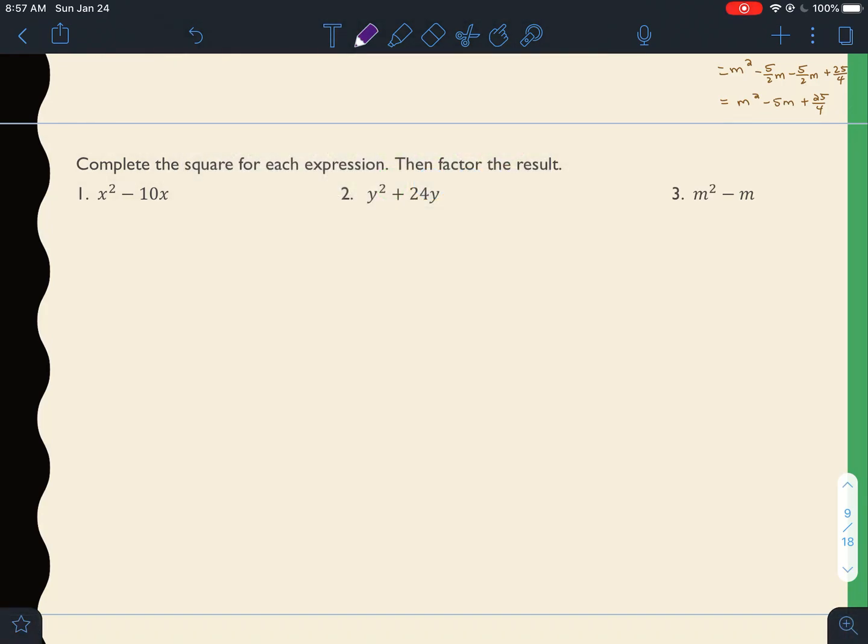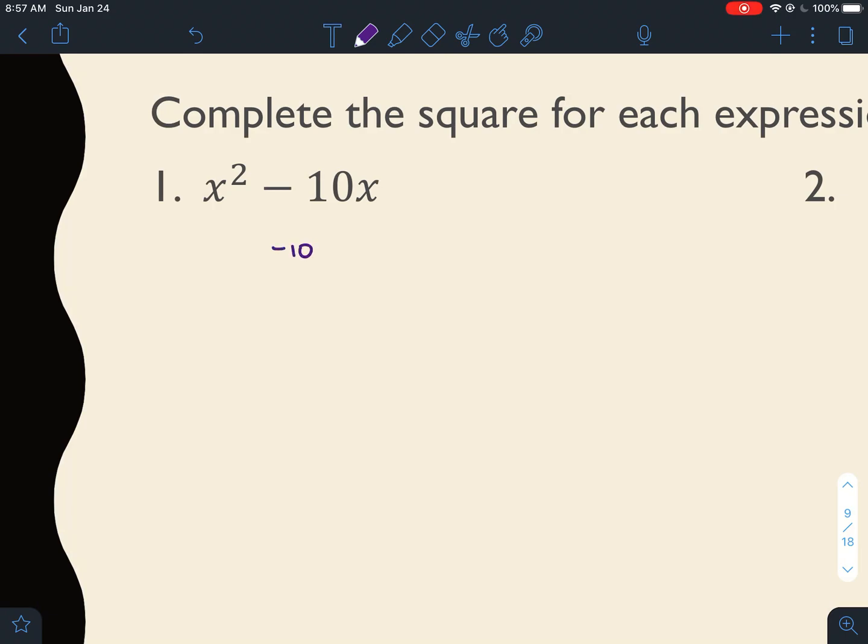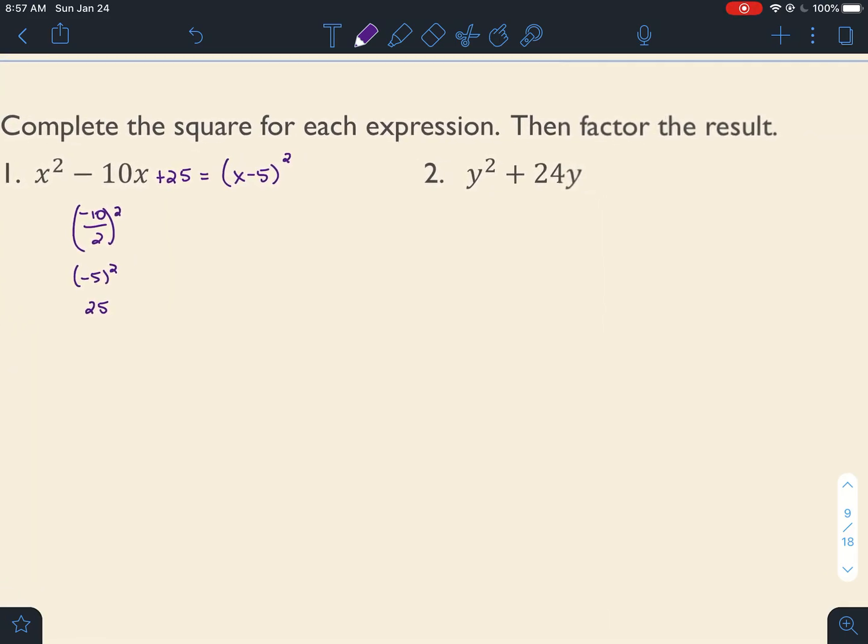All right, so on this first one, we're going to take negative 10, divide by 2, and square that answer. And so we would get negative 5 squared, and negative 5 squared is 25. So I'm going to add 25 to complete the square. And then what multiplies to 25 and adds to negative 10? That'd be negative 5 and negative 5. So that would factor into x minus 5 squared.